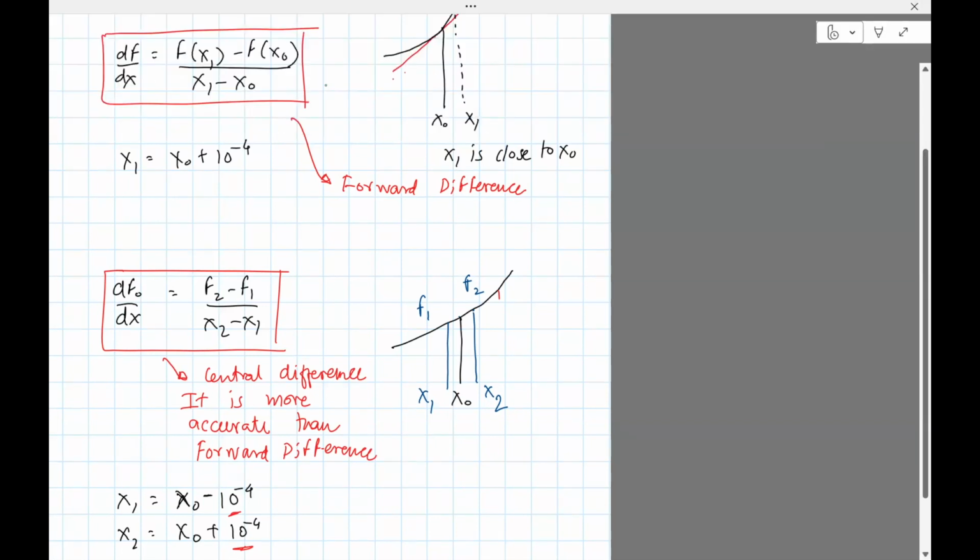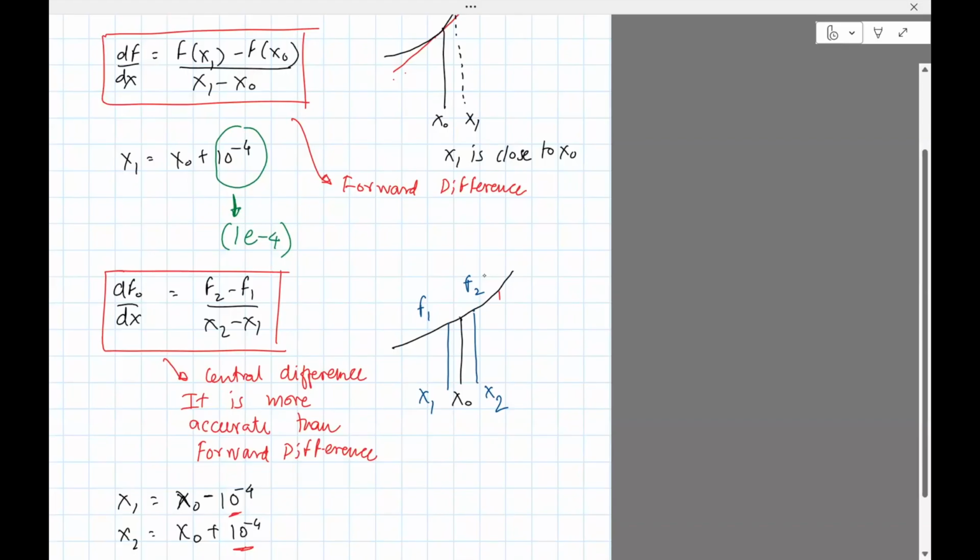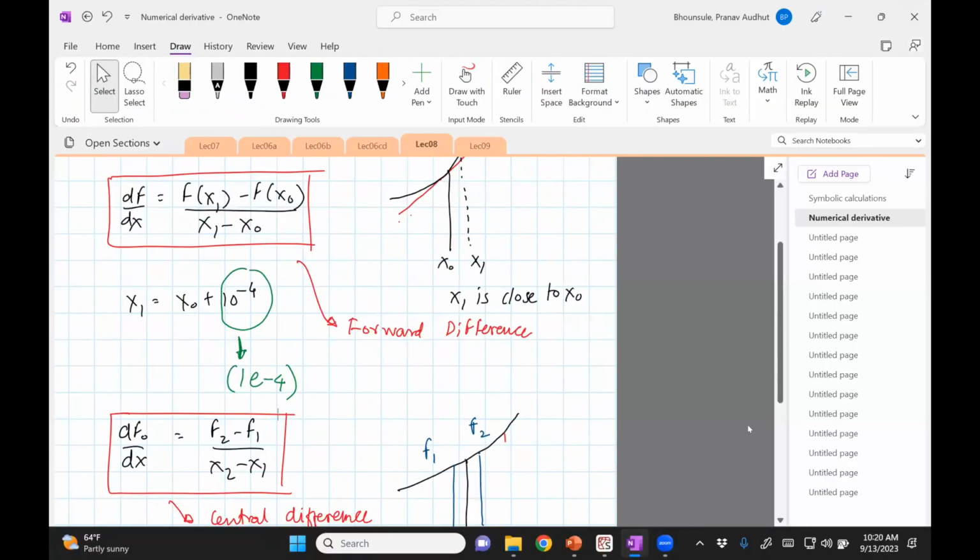Or you can write it as 1e negative 4, which is also 10 raised to negative 4. Same thing. Now we'll get into more complicated things, but let me show you some code which does this symbolically, and then we'll use the forward difference and central difference to verify that.